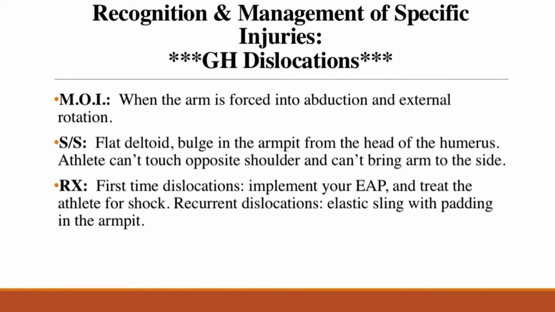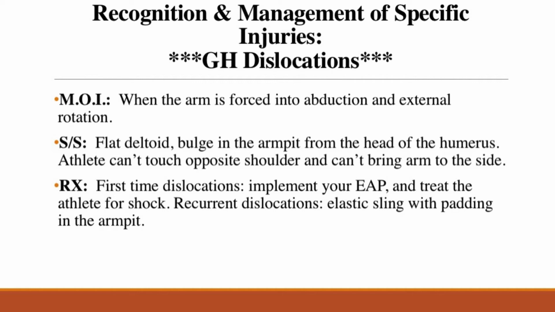The same movement in slide 20 that causes a glenoid-humeral sprain also causes a dislocation. The pain in a glenoid-humeral dislocation is often quite severe, especially the first time because the tissues are still tight. However, in recurrent dislocations, the pain is not as severe. The athlete will not be able to bring the arm to the side or touch the opposite shoulder. You will also note a flat deltoid as seen in the next slide.